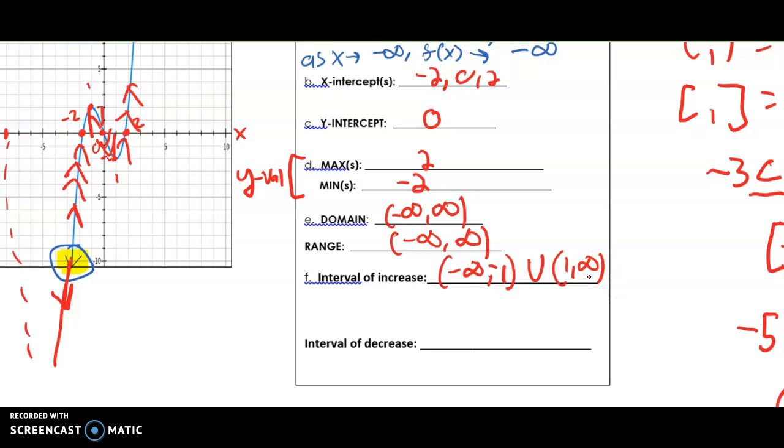And then let me erase some of this to make it a little clearer. And then for our interval of decrease, it's right here. It's where it's going down from negative 1 to 1.